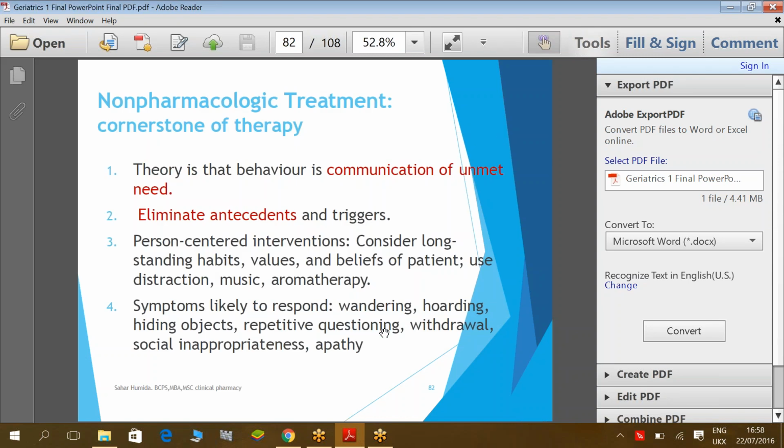Remember, in any behavioral or psychological symptoms of dementia, the non-pharmacological approach is the cornerstone. Non-pharmacological is the first line. The theory is that behavior is a communication of unmet need. That means I have to communicate with my patient and know what the cause is, and then I have to eliminate the triggers. I also have to consider patient-centered intervention, such as the values and beliefs of the patient, and treat accordingly.